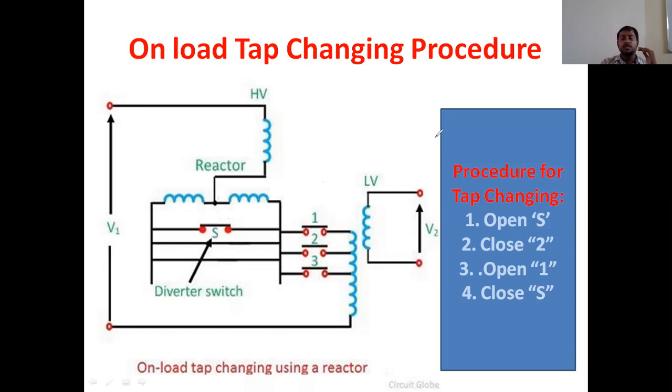This is the procedure involved in on-load tap changing. This procedure is used to reduce load fluctuations, to avoid arcing problems, and also to avoid damage to the contacts. So this is the procedure for on-load tap changing of the transformer.